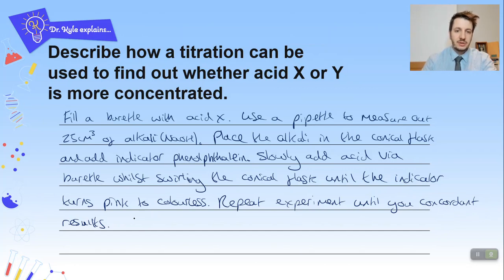So now what we're going to do is we're going to repeat the method using acid Y. And then you then need to identify which acid is going to be the more concentrated. So the more concentrated acid is going to neutralize your alkali faster. So therefore it's going to require less volume to use. And so therefore you could then figure out which is the more concentrated acid.